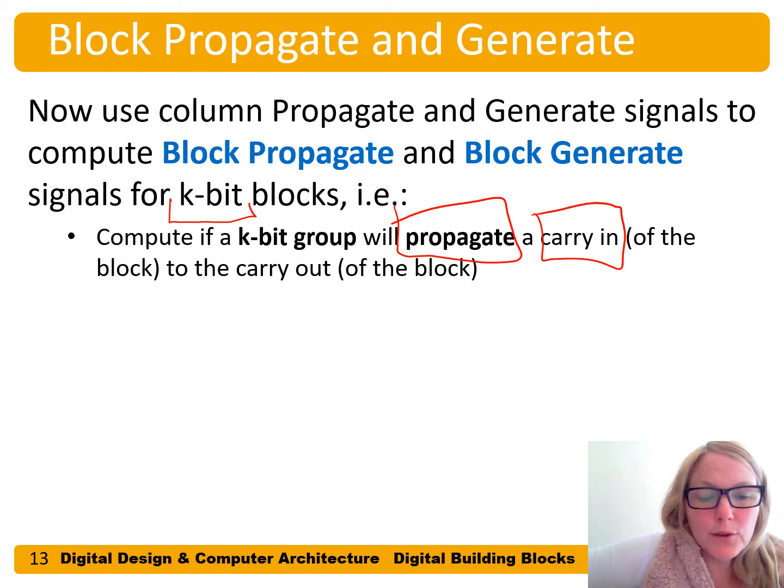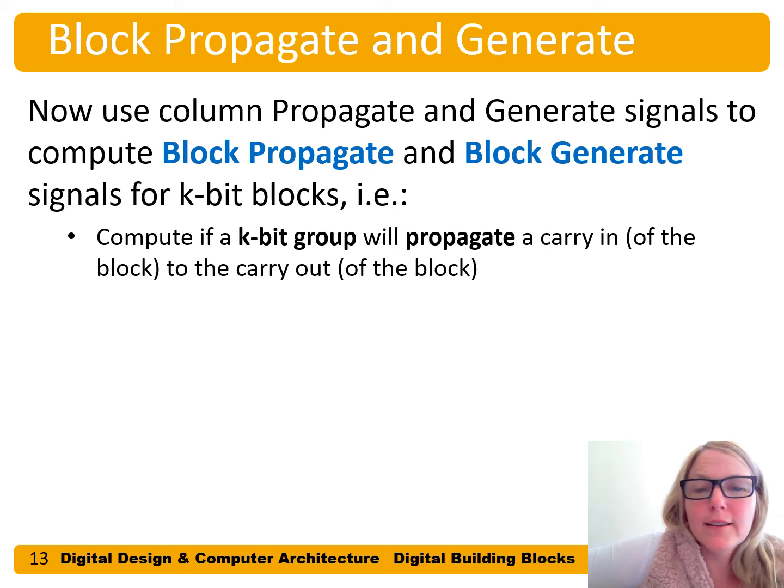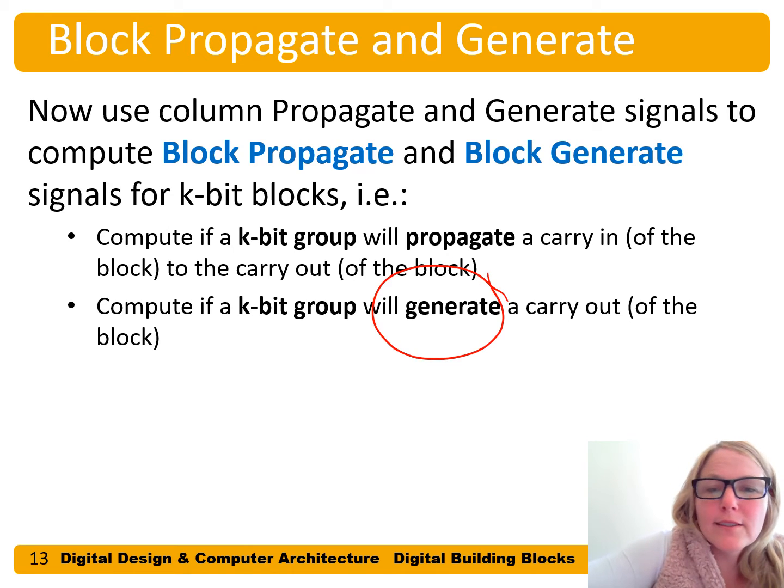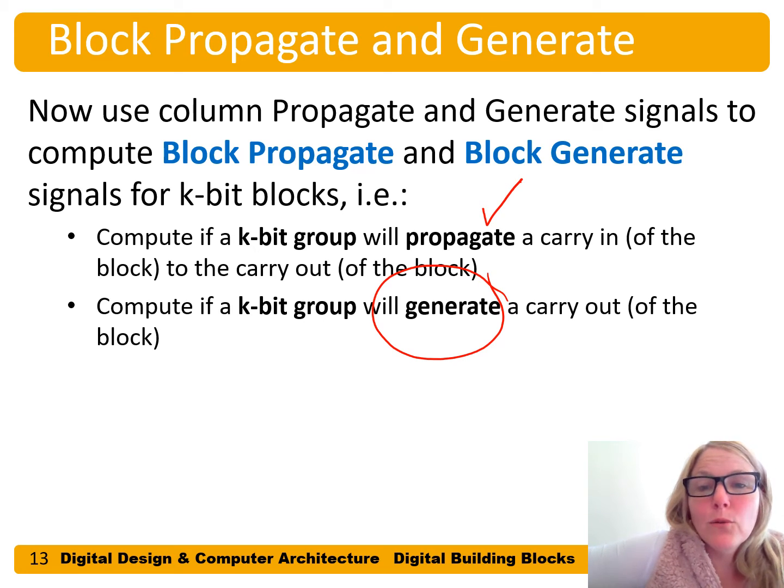in, we want to compute whether that k-bit block, so for example, 4-bit block, would propagate that carry to the output of that 4-bit block. And we also want to compute if that k-bit block would, in and of itself, generate a carry out of the block. So will it generate a carry out just on its own? Or will it propagate a carry if there's a carry in? We want to calculate those for these k-bit blocks.